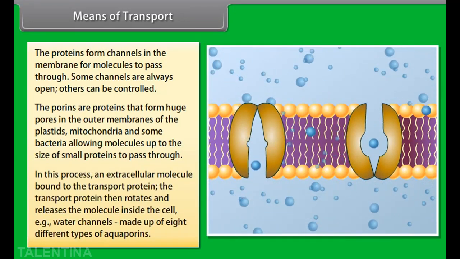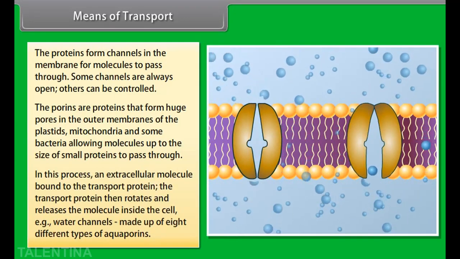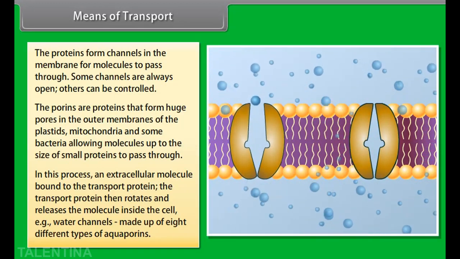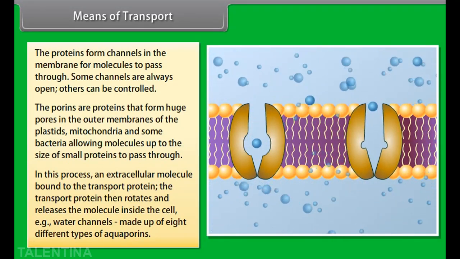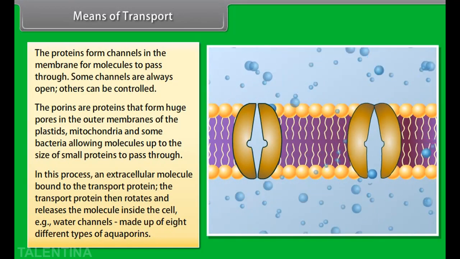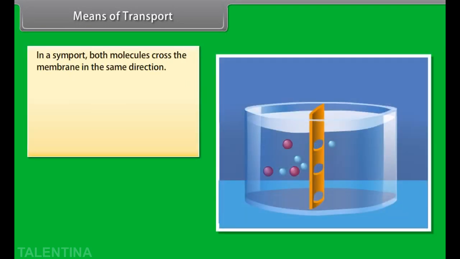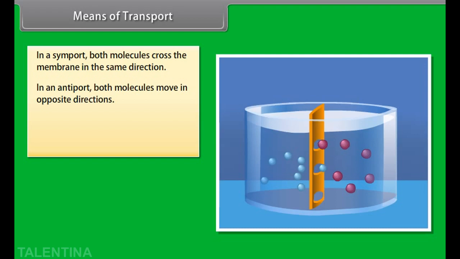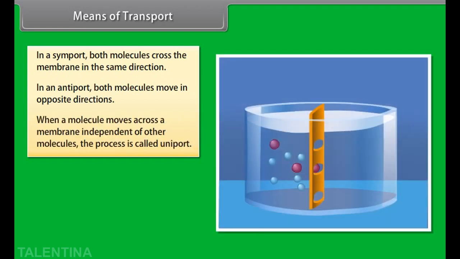In this process, an extracellular molecule binds to the transport protein. The transport protein then rotates and releases the molecule inside the cell. For example, water channels are made up of eight different types of aquaporins. Some carrier or transport proteins allow diffusion only if two types of molecules move together. In a symport, both molecules cross the membrane in the same direction. In an antiport, they move in opposite directions. When a molecule moves across a membrane independent of other molecules, the process is called uniport.